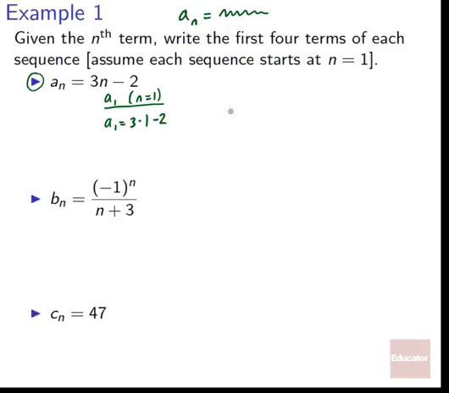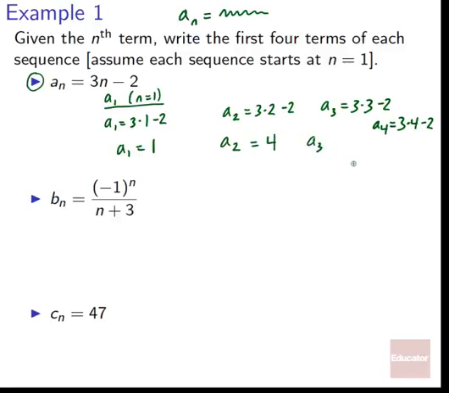Similarly, a2 is when n equals 2, so we've got a2 equals 3 times 2 minus 2, a3 equals 3 times 3 minus 2, a4 equals 3 times 4 minus 2. So we work this out: a1 equals 3 times 1 minus 2, 3 minus 2, so we get a1 equals 1. a2, 3 times 2, 6 minus 2, 4.